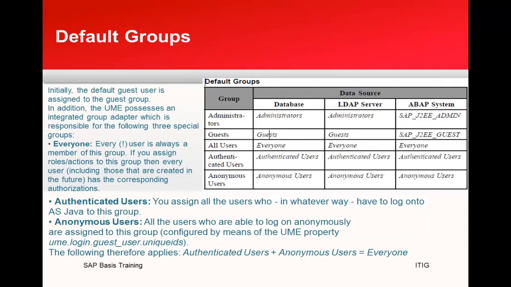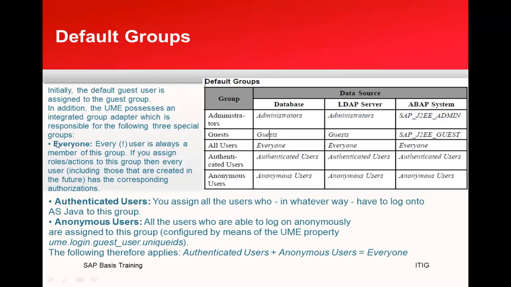Next is about the default groups. Here you can see default groups like the administrators group, guest group, everyone group, authenticated users group, and anonymous group. Initially the default guest user is assigned to the guest group. In addition, the UME possesses an integrated group adapter which is responsible for three special groups: everyone, authenticated users, and anonymous users.